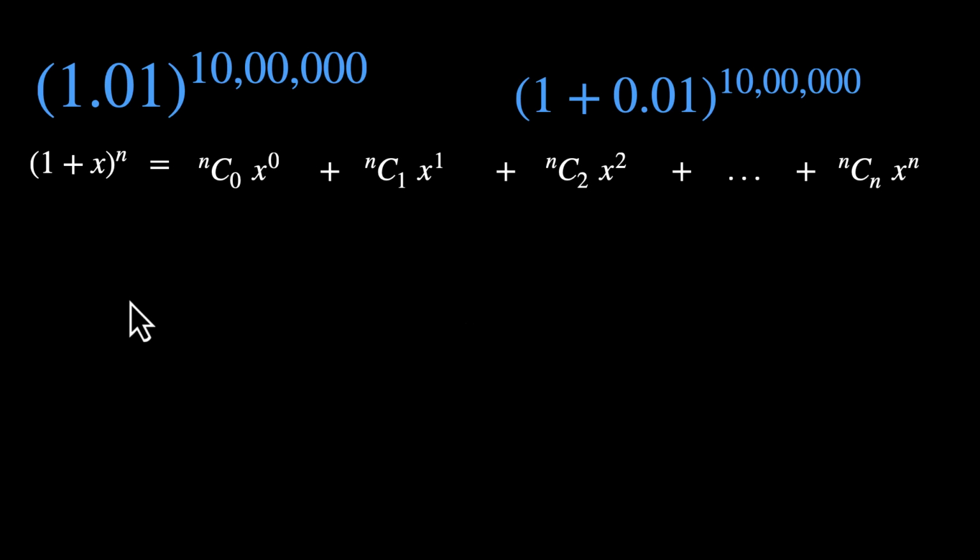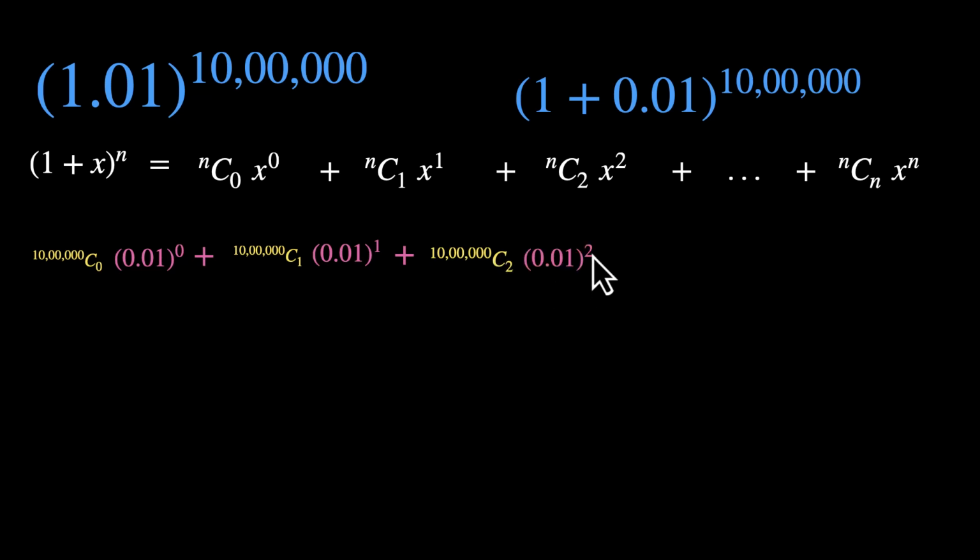The first term is 10 lakh C0. X here is 0.01. So that's going to be 0.01 to the power 0. The next term is 10 lakh C1 multiplied by 0.01 to the power 1. The next term will be 10 lakh C2 times 0.01 squared and so on. The last term will be 10 lakh C 10 lakh times 0.01 to the power 10 lakh. Very big expansion, but let's begin.